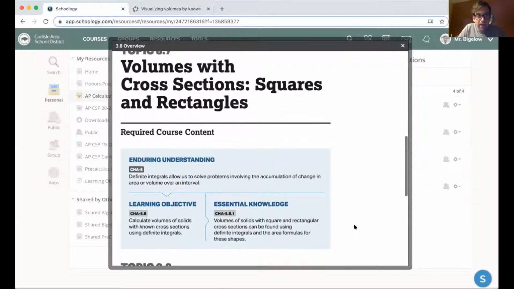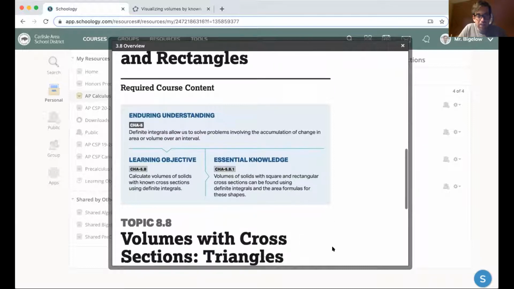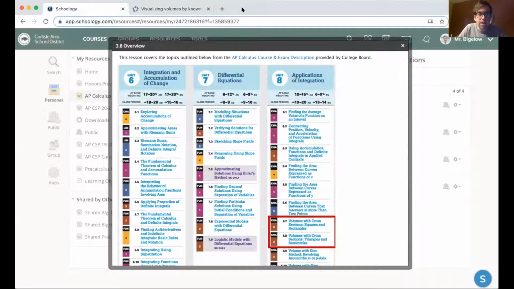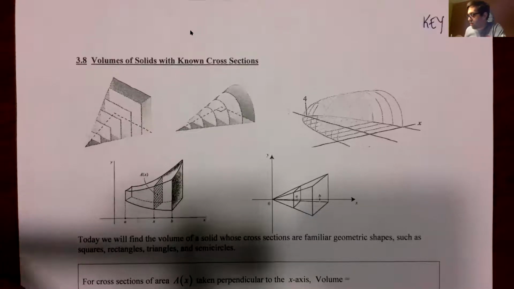When you look at each one of these, the essential knowledge is that volumes of solids with square and rectangular cross sections can be found using definite integrals and the area formulas for these shapes. The exact same thing is true for triangular and semicircle cross sections. We'll be looking at all of those today, and I'll pause for 1 second and we'll move over to the notes. Okay, so here are our notes for 3.8.